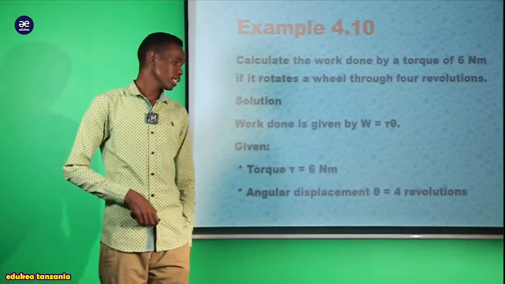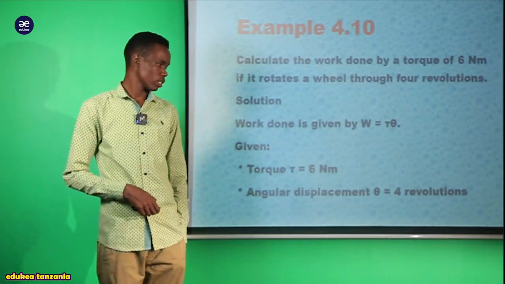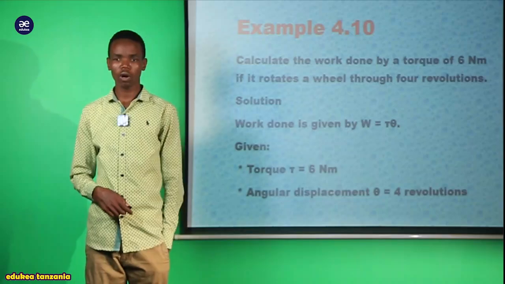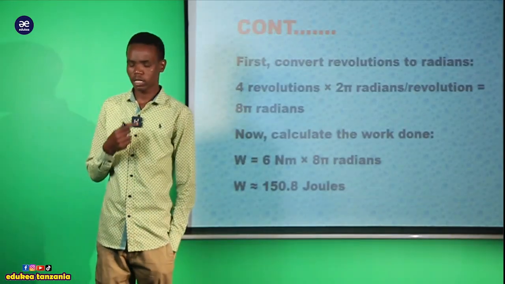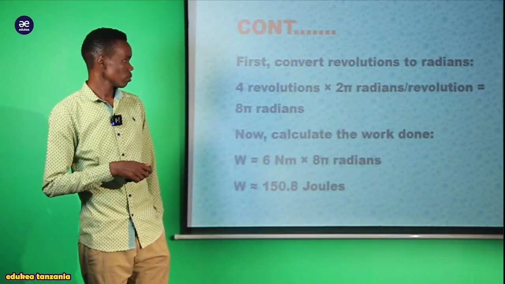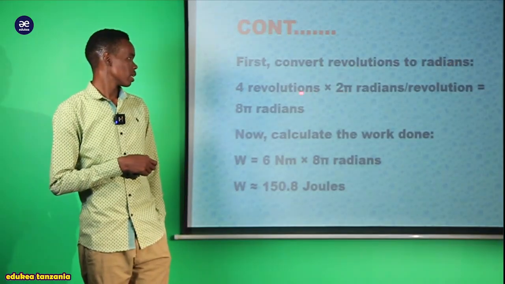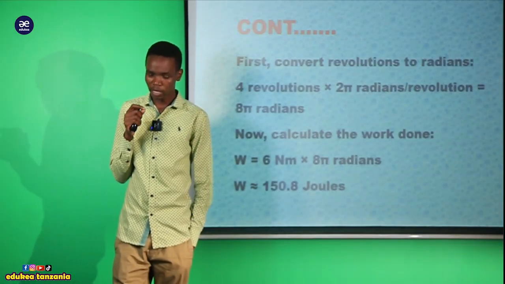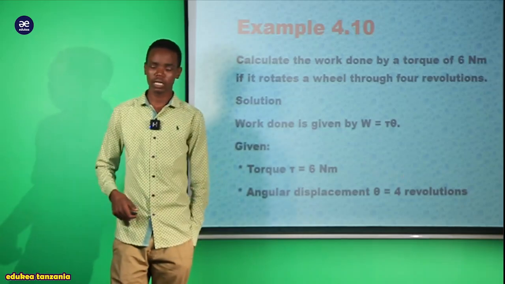But we have been given the torque, which is equal to 60 Newton meter, and also the angular displacement, which is equal to 4 revolutions. Now, how can we get this work done? First of all, we are supposed to convert the revolution to radian, as we know. Kwa step ya kwanza tujaribu ku convert ile tuliyopewa hii revolution, the revolution that we have, into the radian.